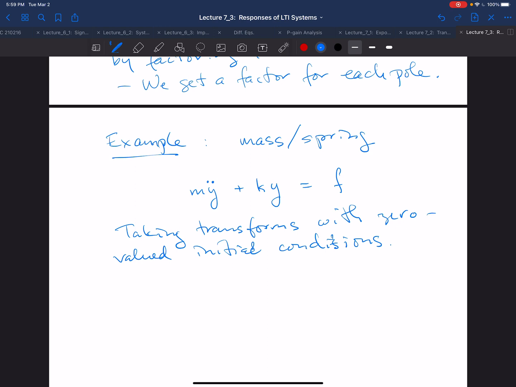As we said at the end of the previous lecture, this is how we normally find transfer functions. So what do we get in this case? Well, the transform of the second derivative, if all of the initial conditions are zero valued, is simply s squared Y(s) by our differentiation property. If you ignore the initial conditions because they're zero valued, then every derivative simply corresponds to multiplying by s.